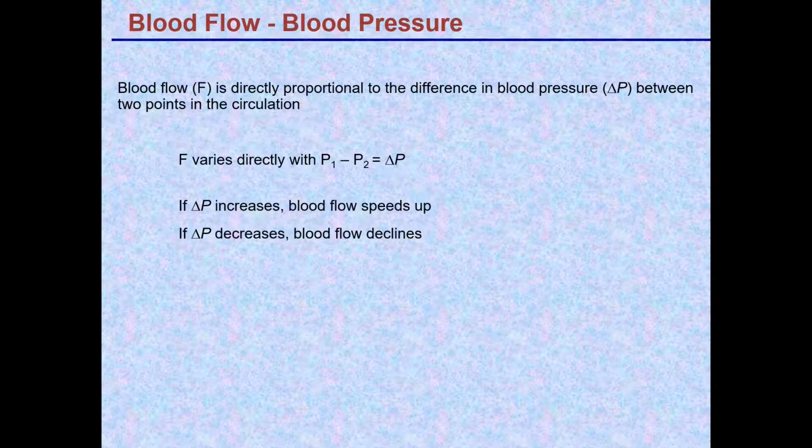Flow is the key function that you want in the blood circulation. It's directly proportional to the differences in pressure. Flow will always go from high pressure to low pressure. If the pressure in one area minus the pressure in another is increased, the delta P, the difference between the two, then blood flow speeds up. If the difference is smaller, if there's less of a gradient, a difference in pressure, then blood flow will decline.